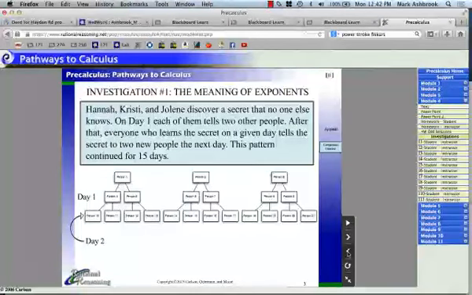Okay, let's talk. So you got some framework for the situation. Mathematically, what's happening in this situation? What's happening to the number of people that know the secret? How is it increasing? Doubling, right? Times 2. Okay? So every day, that number doubles.